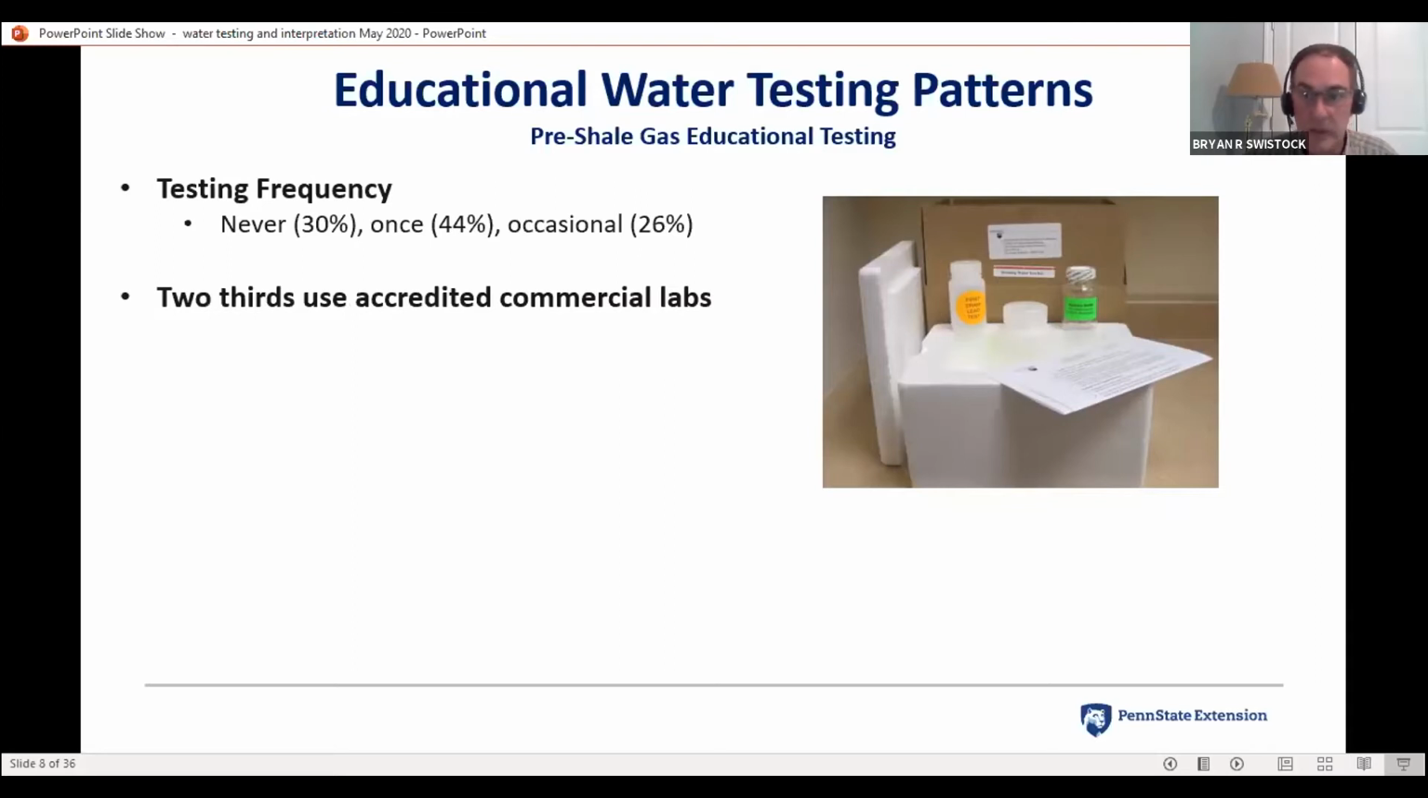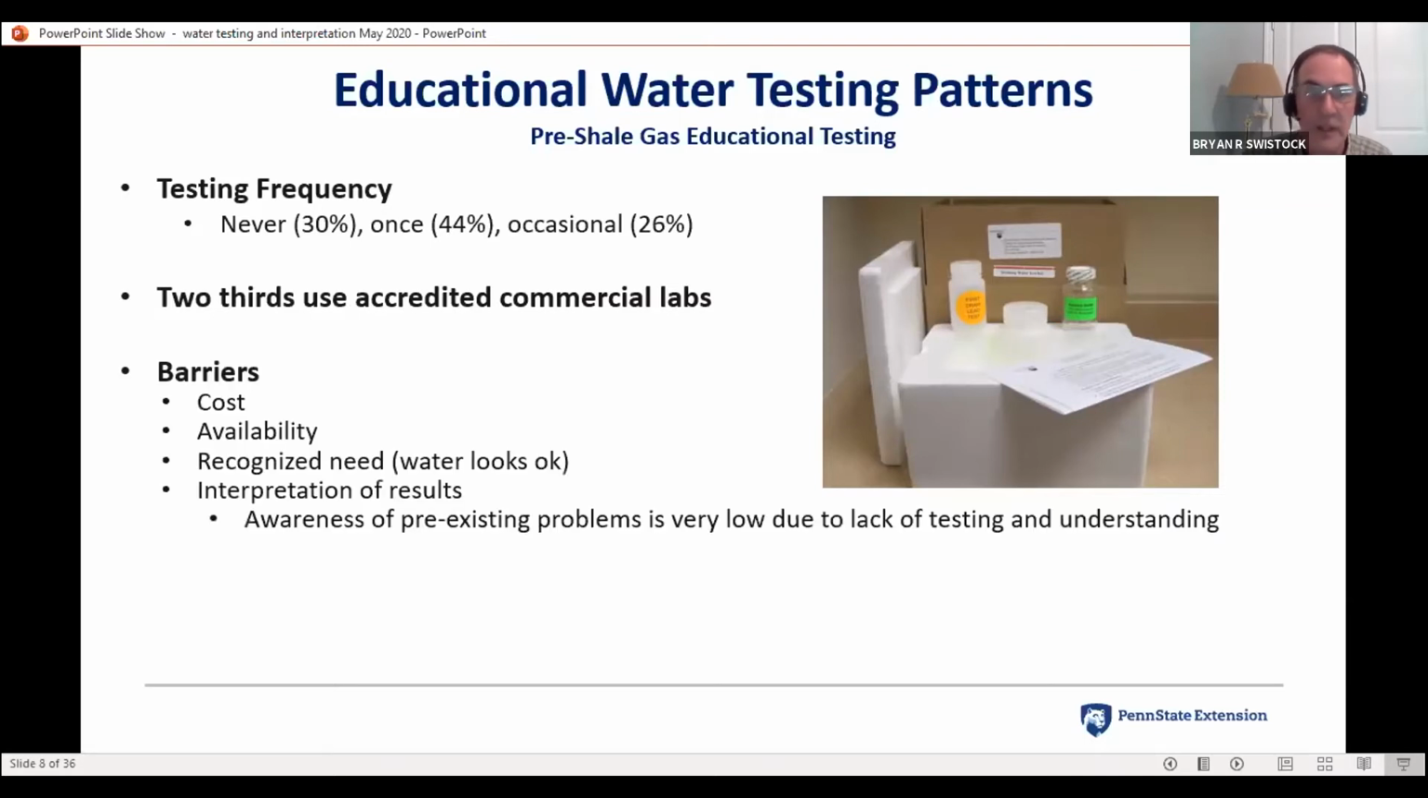Two-thirds of these folks use commercial labs, and they're using accredited commercial labs, which means a third are mainly using non-accredited labs or other sources like in-home test kits.